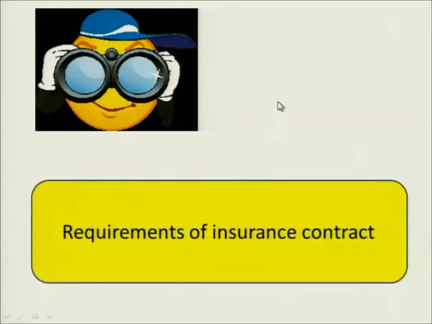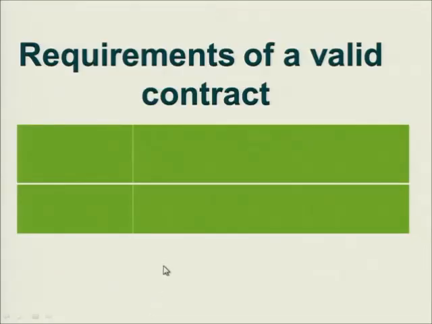Now, what is more important is, what is a requirement for a valid insurance contract? A valid insurance contract will require that a person must always be honest at all times, and there will always be insurable interest. I want us now to look into those requirements, the most important requirements of a valid contract.